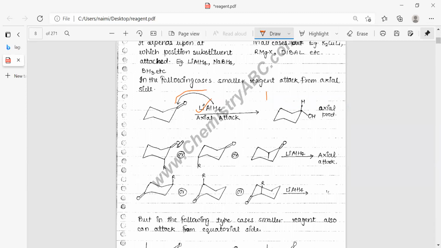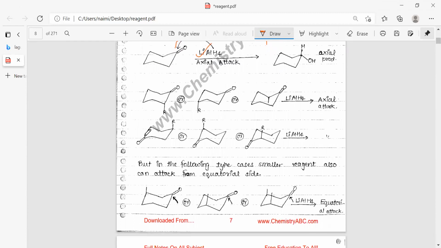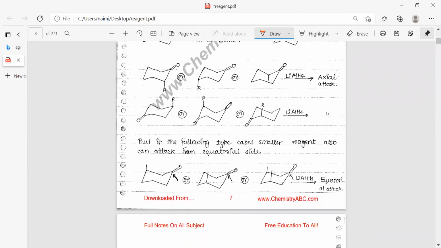This is actually unsubstituted, it will be called unsubstituted, and this will be called substituted. If you number it, this is 1, 2, this is 1, 4 and this is 1, 2. So simple unsubstituted cyclohexanone with 1, 2 and 1, 4 undergoes axial attack. But in the following cases, smaller reagents can also attack from the equatorial side.